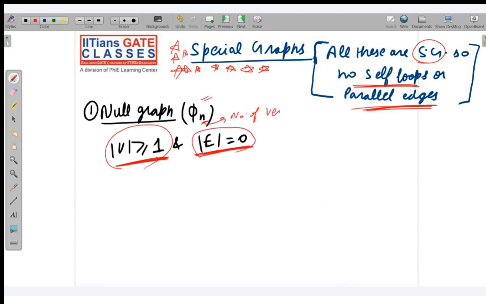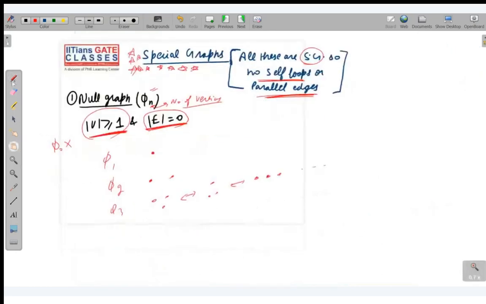So phi of 0 does not exist. 0 means 0 vertices, and how will you represent 0 vertices? We cannot represent it. So phi of 0 is not allowed. Phi of 1 is allowed. How will phi of 1 look like? This. Very simple. Phi of 2 like this. Phi of 3 like this. I think it is very obvious. You can make it like this or like this, whatever way you want. The only thing is 3 dots for phi of 3, and no edge should be there. Phi of 4, and so on. I think it's a waste of time now. I will jump to the next slide.